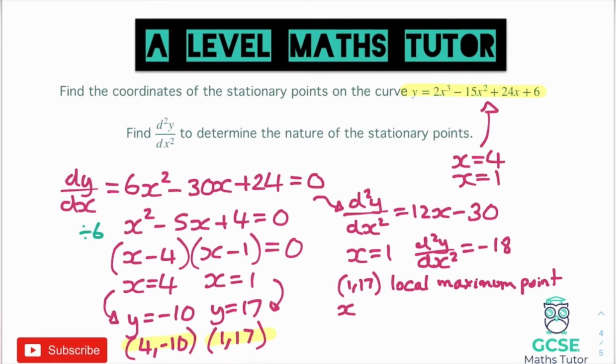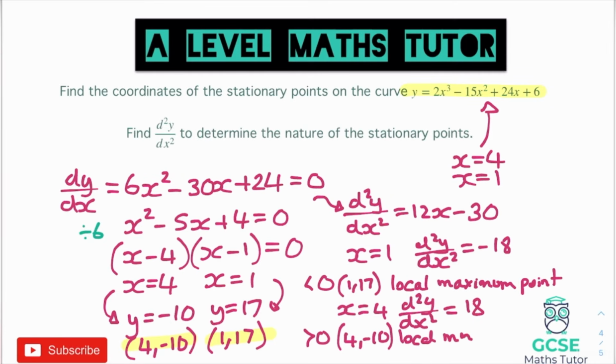We're going to do the same with the other x coordinate and see what we get for that. So when x is equal to, and where was the other x coordinate? 4. When x is equal to 4, d squared y over dx squared is equal to positive 18. So when it is greater than 0, it is a local minimum point. I should have added over here that this one was less than 0, this one is going to be greater than 0. So when it's greater than 0, this coordinate here, 4 and negative 10, is a local minimum point. There we go, local minimum point.